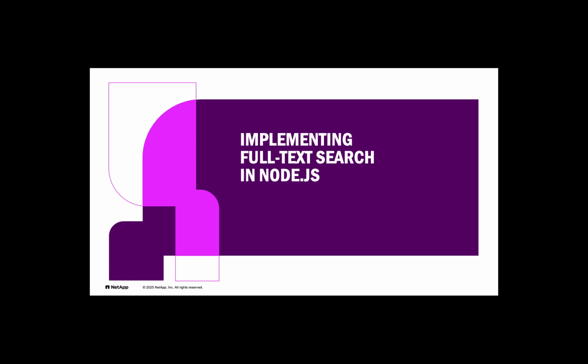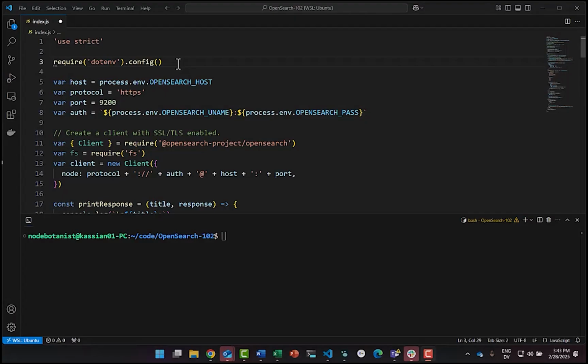In OpenSearch 101, we implemented term search with Node.js. In this course, we'll set up full text search. Open the index.js file from the OpenSearch 101 project. If you need a copy, there's a link in the description.